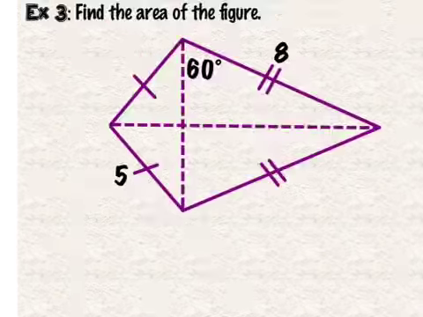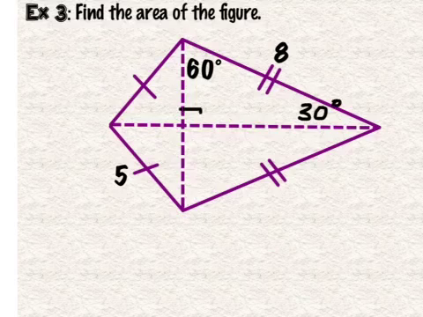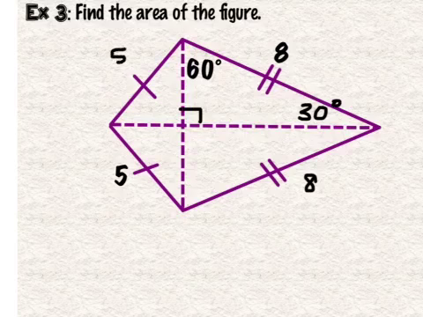Looking at example 3, I would like you to fill in everything that you know and attempt this problem. So go ahead and hit pause. Come back and join me once you have given it your best effort. We've got a 30, 60, 90 triangle. And I can fill in that this side length is 8 and this is 5.